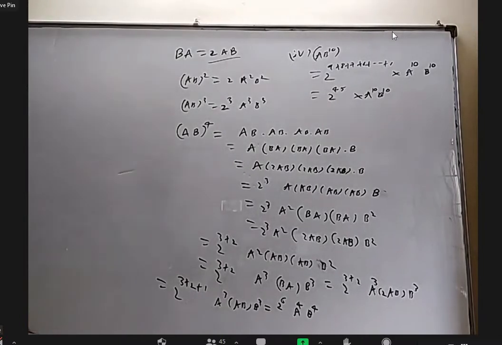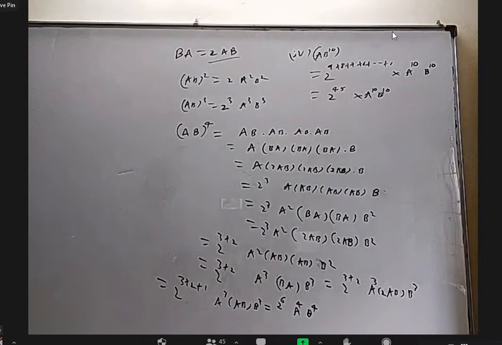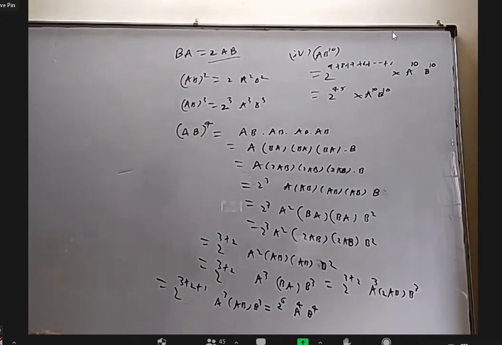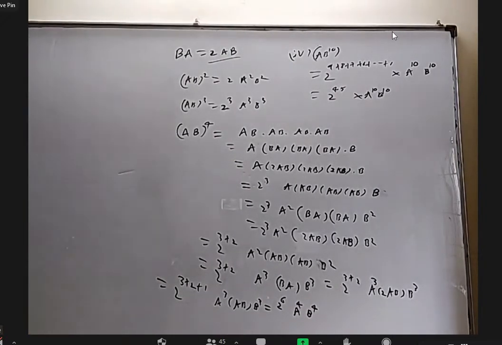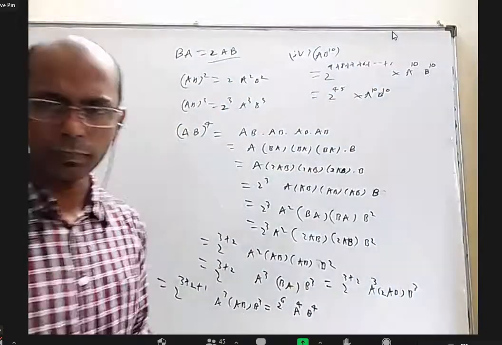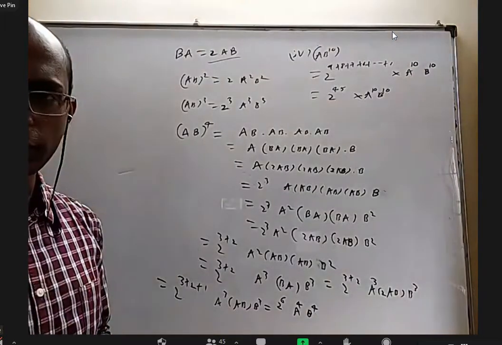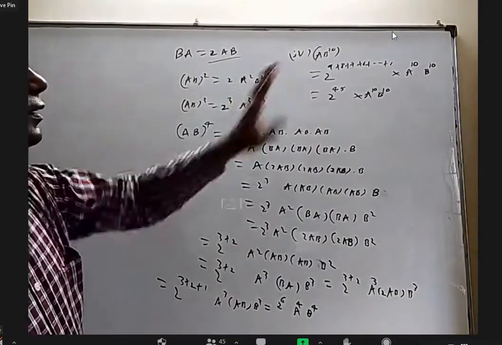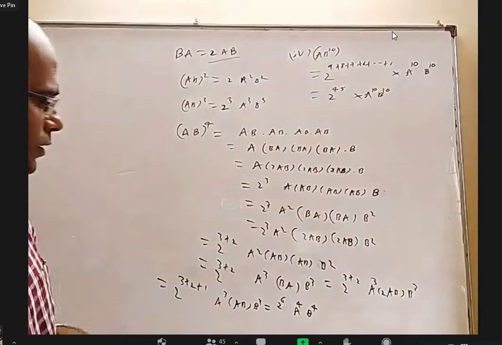Excuse me, sir. Yes, please. One doubt, sir. How did you get 2 to the power of 45, sir? That's what I wanted to know. Oh, how the sum of the first 9 natural numbers is 45? You wanted to know that? Sir, not like that, sir. Why you took the power as the sum of all 9 natural numbers? Okay, I got it.